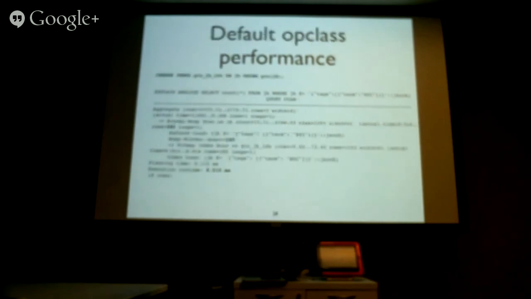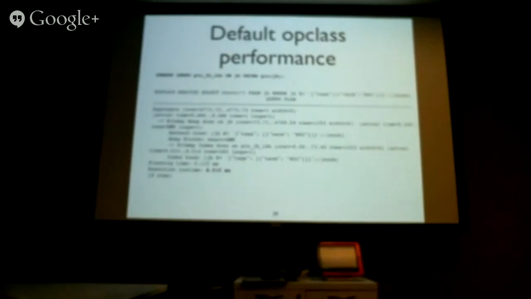Anyway, moving on. Looking at the default op class performance here, it's quite a lot lower, 8.5 milliseconds. So it's being indexed effectively. Again, not very selective. I mean, it's selective, but it's returning 285 rows. So there's an inherent overhead there.